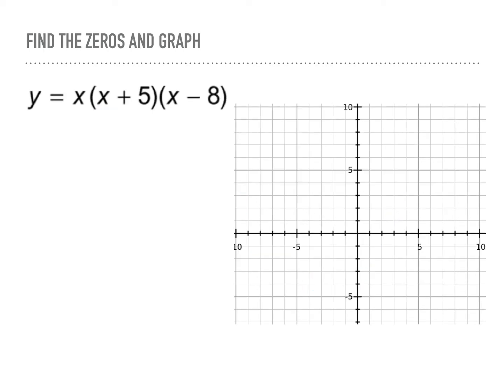All right, so the next one. What does x equal? 0. What else? -5 and 8. Perfect. We just change the sign of each of them. Don't forget that when you have an x outside, you need that x is equal to 0. So I'm going to put a point at 0, -5, and +8.